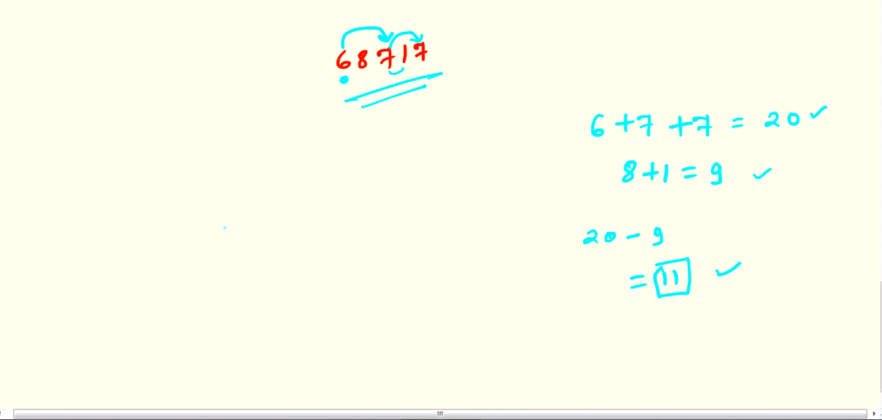One more question, 10,857. The first number is 1, then just leave the next number. After that we have 8, so again leave the next number, then next to 5 is 7, so plus 7.